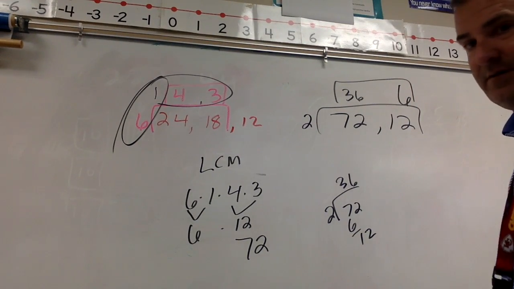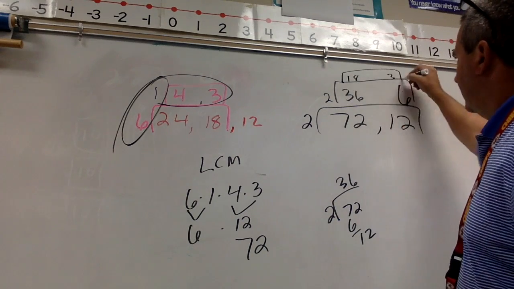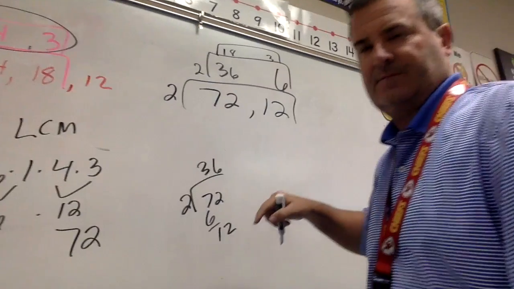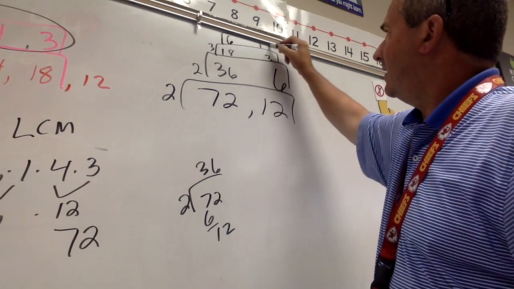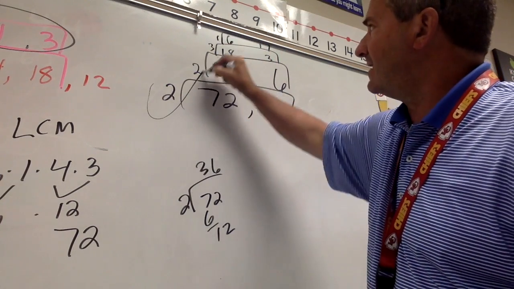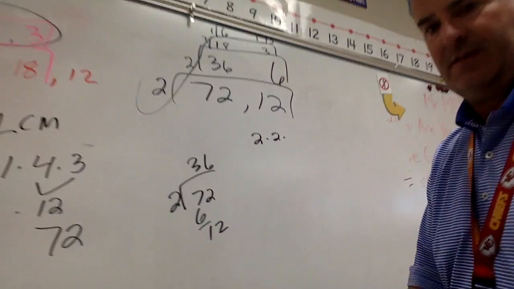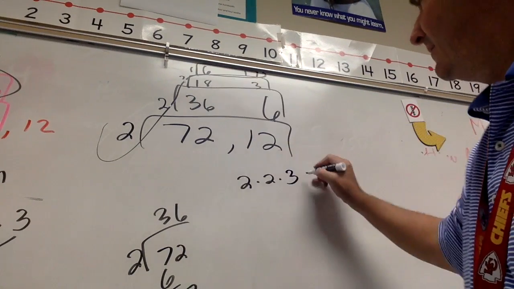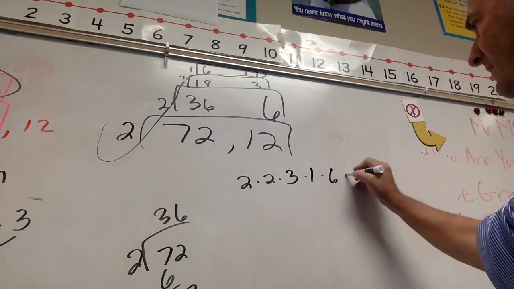Whoops, wrong way. If you don't know your facts real well, hopefully you do. You know 6 goes into both. I'll use 2. 18, 3. What goes into both of these? 3. 6, 1. Multiply the outside times the top. So 2 times 2, let me get over here. 2 times 2 times 3. The 1 doesn't do anything. I wouldn't even write it down. Times 6, and then another 1.